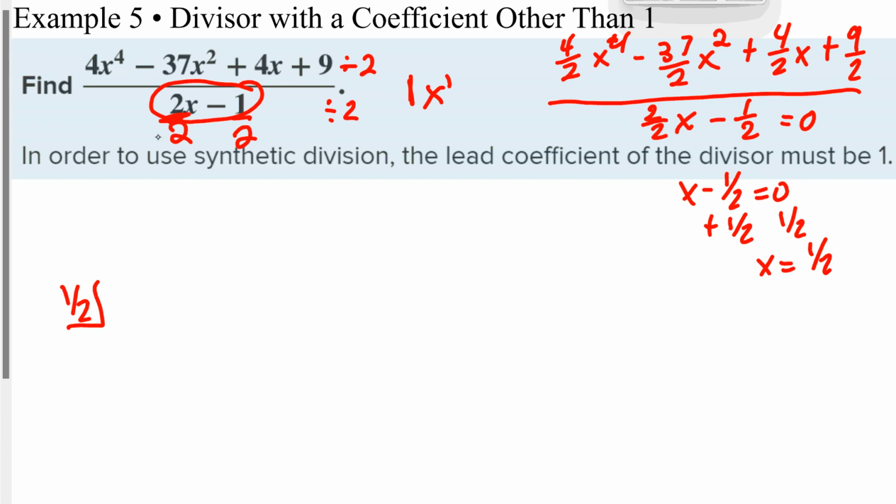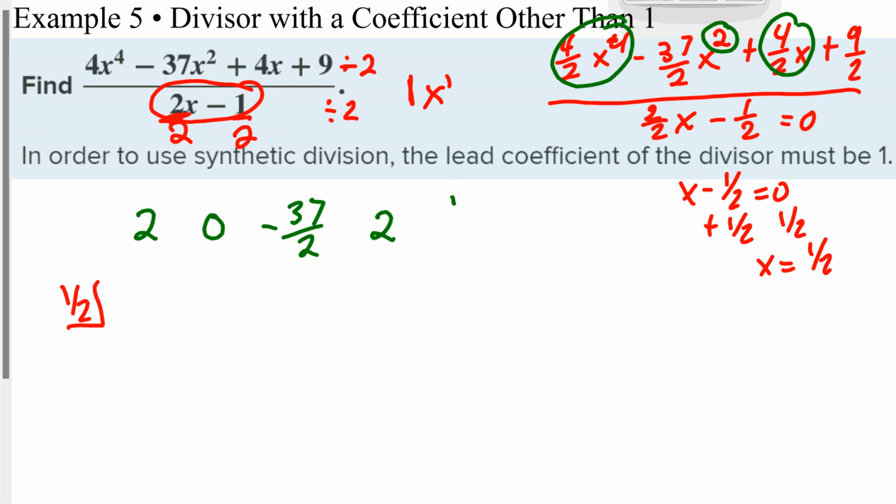So on top are going to be my coefficients, right, which are my new coefficients right here. So that'd be 2. That's x to the 4th. I'm missing an x cubed, right? This is an x squared, so I'm missing an x cubed, so I'm going to put a 0 for the x cubed. And then I have negative 37 over 2. Oh, that stinks, but that's okay. And then I have an x. 4 over 2 is 2. So 2. And then my constant's 9/2, which is probably going to work out fine. It's probably going to come out to 0 at the end, right?